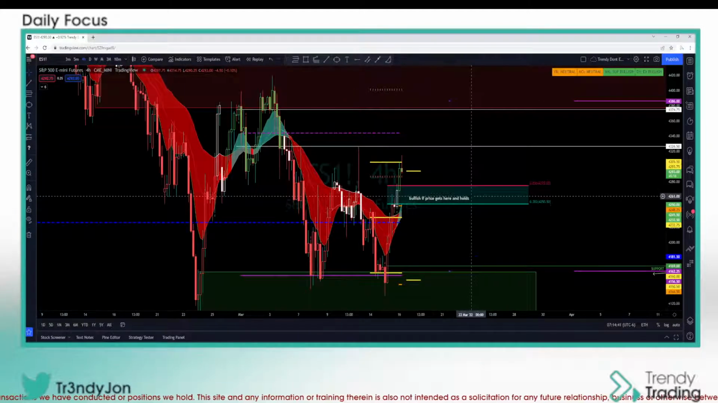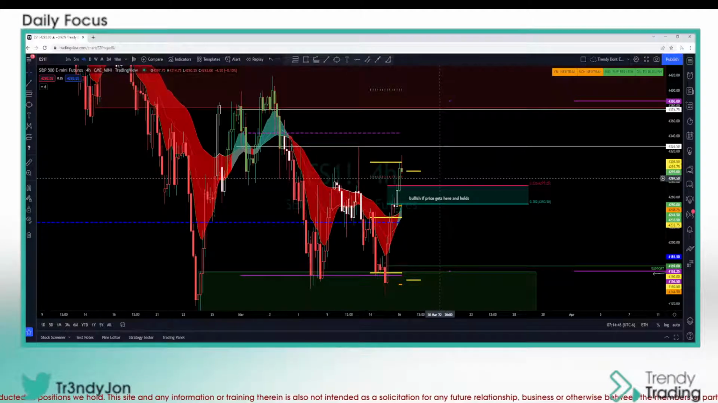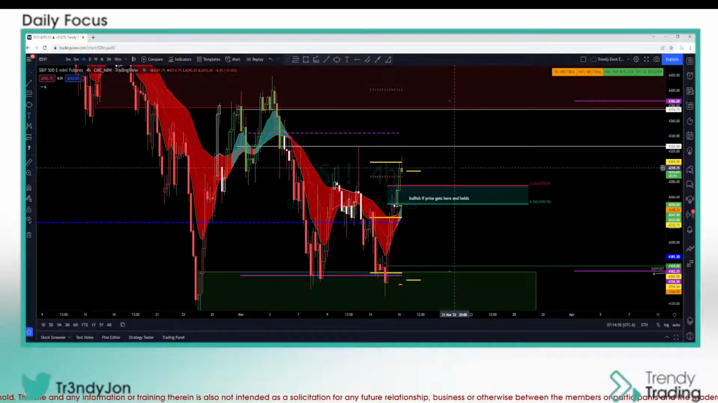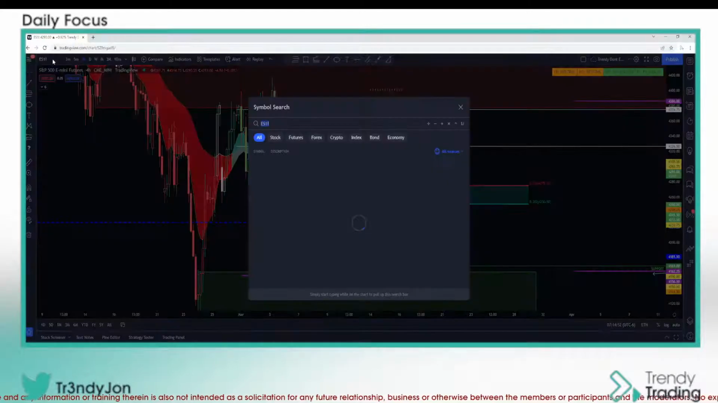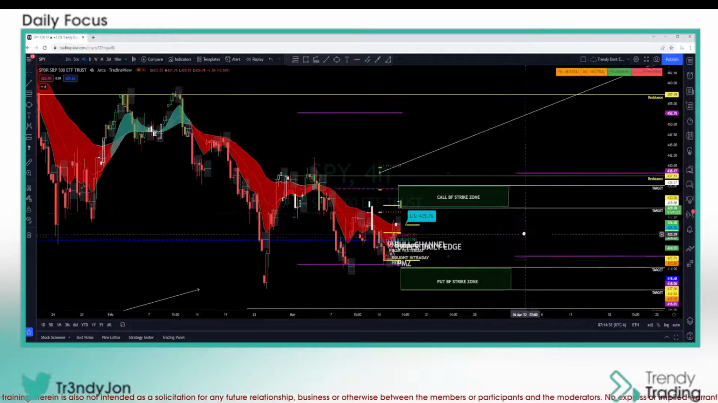Okay, so what does this mean? Well, if you don't trade futures, that's okay. For every 10 points or so on the ES futures, you're looking at $1 in the SPY. Let's go ahead and go over to SPY. All right, so here we go.